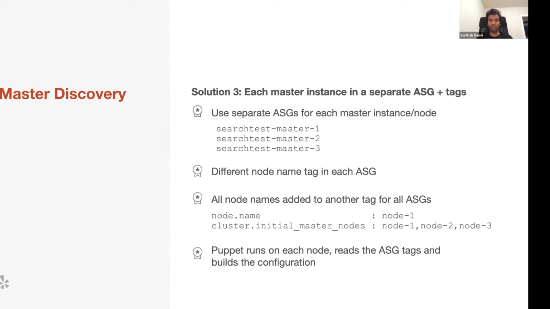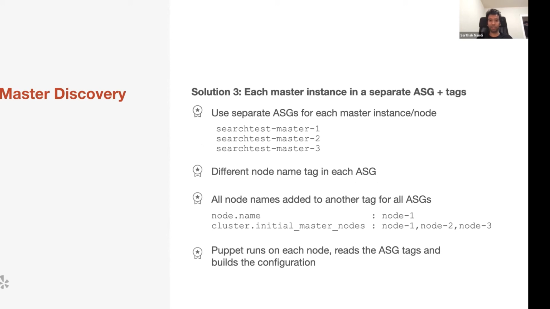So this is what we finally went with. We put each master node in a separate autoscaling group. This let us define different tags for each master node, because in AWS, you define tags for the autoscaling groups. So we added a different node name tag for each autoscaling group, and we also added all of the node names in a different tag for all of these groups.